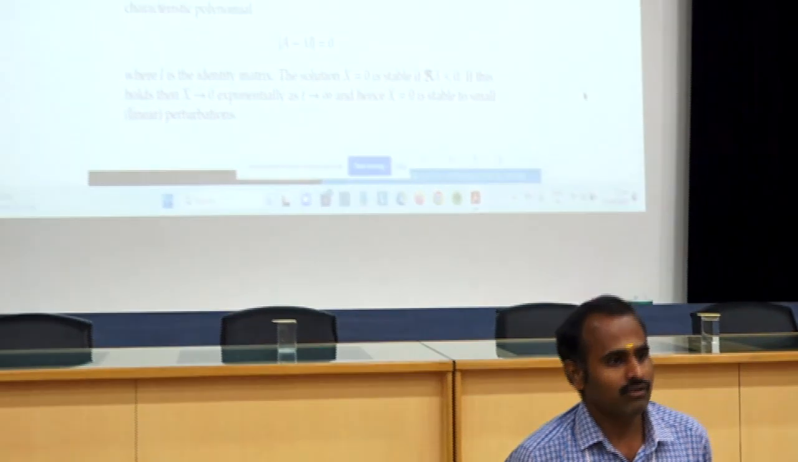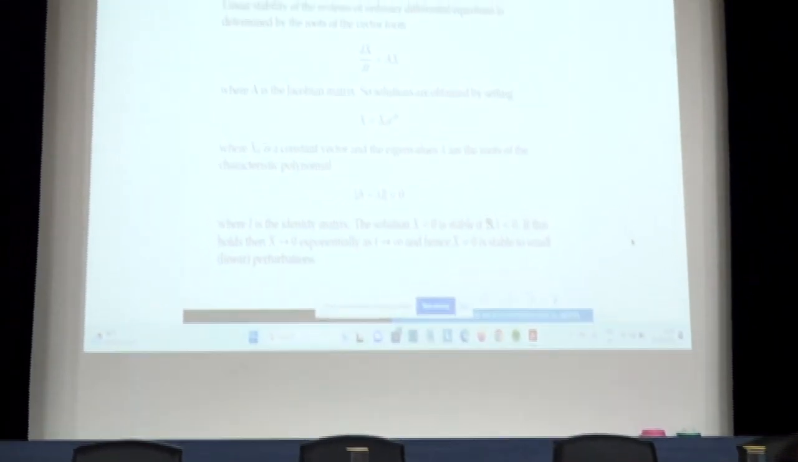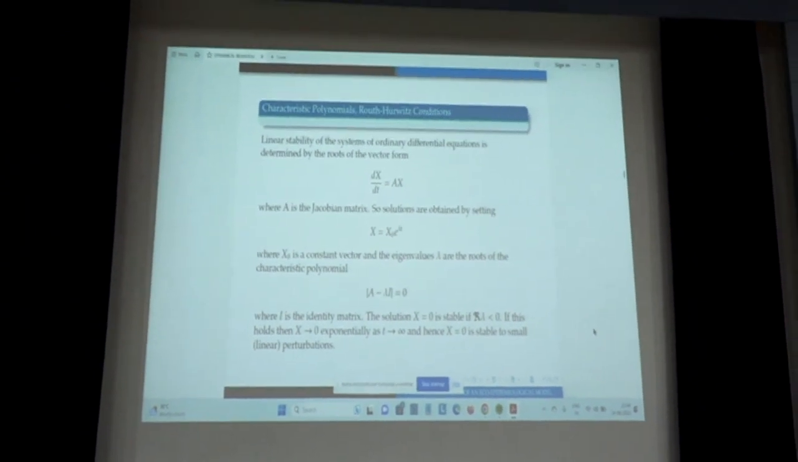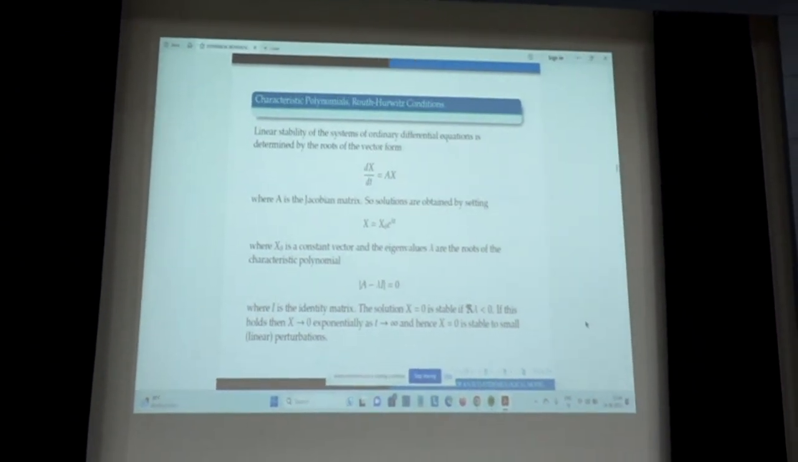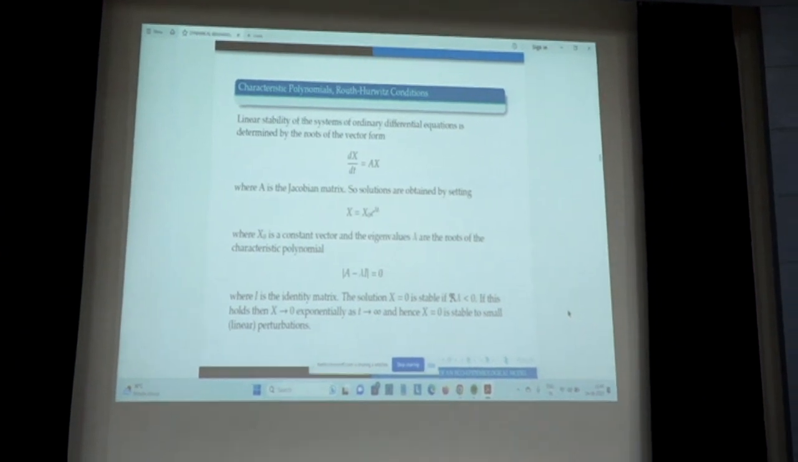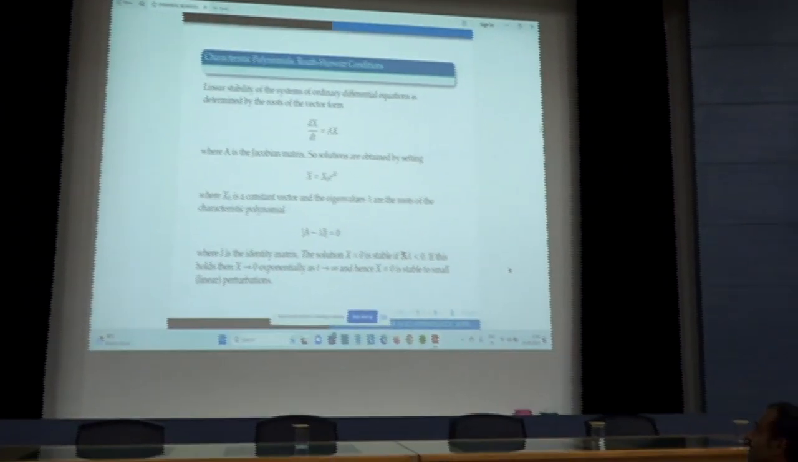Using the Routh-Hurwitz criteria, we establish that the system is locally asymptotically stable. Asymptotically stable means that as time tends to infinity, the system returns to the original position. That is asymptotic stability. Here we are using the Routh-Hurwitz criteria.